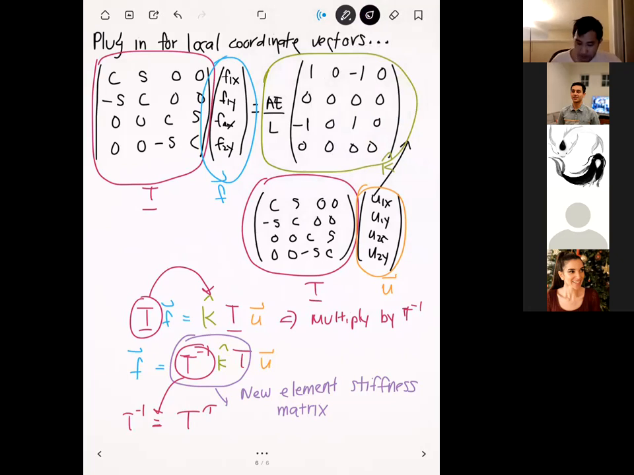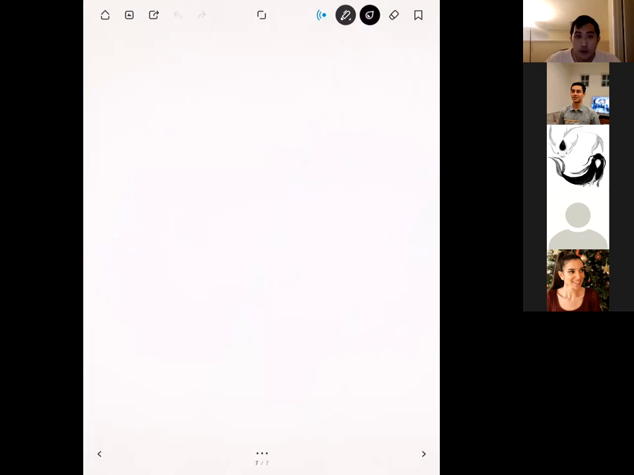Okay. And so if we perform all of those matrix multiplications, we're going to end up with the following 4x4 element stiffness matrix. And so this is the element stiffness matrix for a 2D truss.